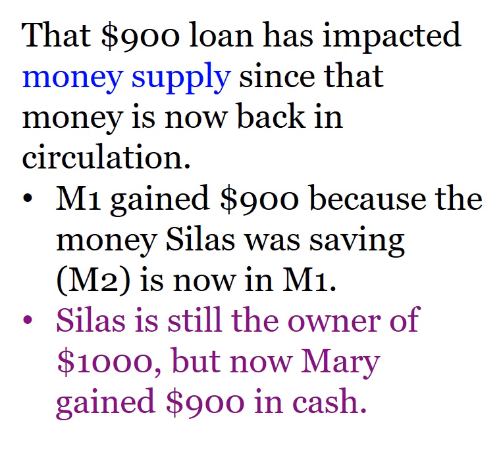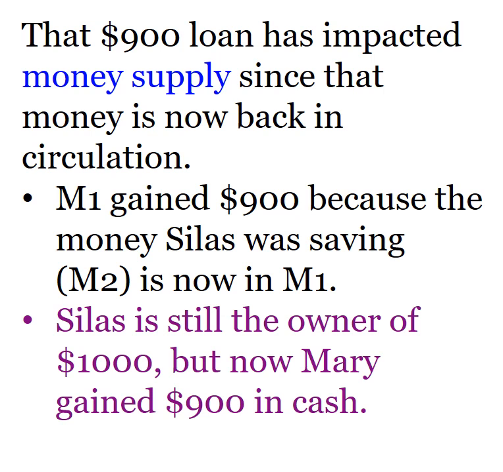So the original $1,000 deposit led to a $900 loan. And that new $900 impacts the money supply because that money is now circulating, even though it's not real money. M1, remember, is the money in circulation, and it gained $900 because Silas was just saving money. Saving is M2, and it's going to switch over to M1 and start to circulate. So Silas still owns $1,000 in the bank, but Mary now has $900 in cash as well.